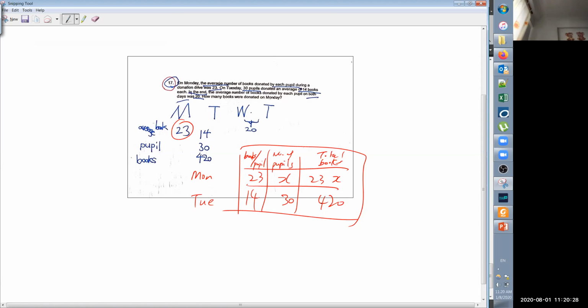In the end, the average number of books donated by each pupil on both days was 20. So in the end means the average number of books donated by each pupil on both days was 20. So what this question is trying to tell you is this is the total number of books donated from 2 days. Am I right? Then you divide by the total number of people, which is x plus 30, and then you should get 20. That's it. It's that simple. Can you solve for x?